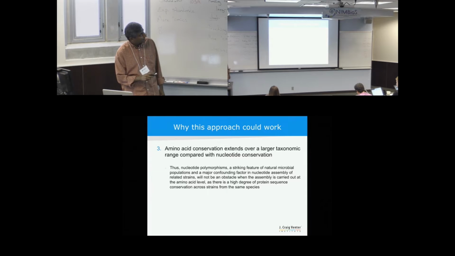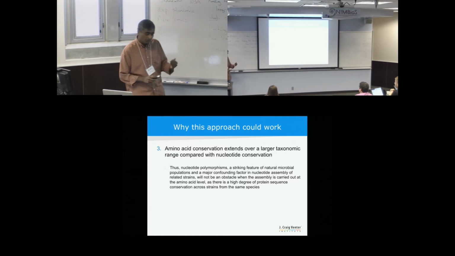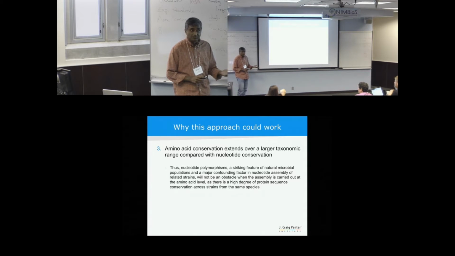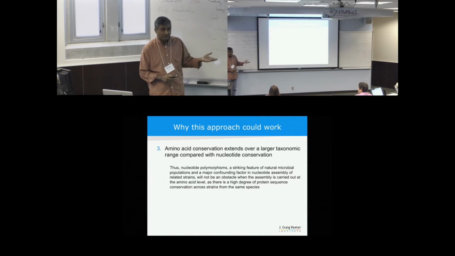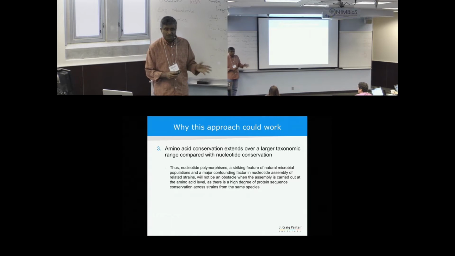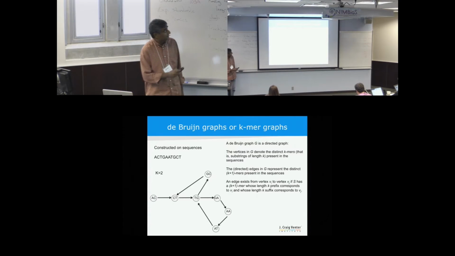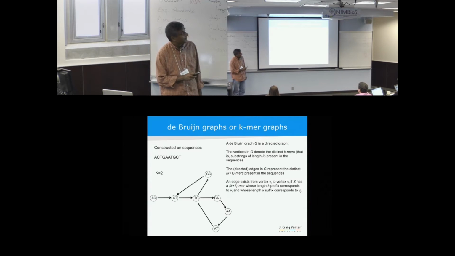And the third reason why this might work is the whole notion of redundancy in the genetic code and amino acid conservation, the fact that it extends over a larger taxonomic range compared to nucleotide conservation. So the SNPs, the polymorphisms that are a big challenge for nucleotide assemblies, may not be as much of a challenge when you're assembling in the amino acid space. So these were our three pieces of rationale for wanting to proceed with this. And the approach that we took is parallel to the assembly of genomes with short-read technologies, essentially this notion of a De Bruijn graph or a k-mer graph.